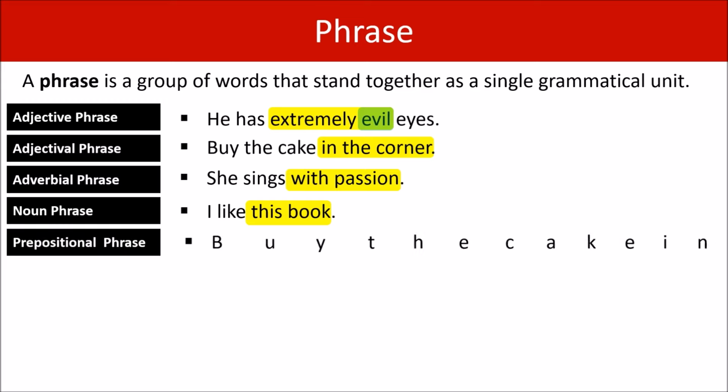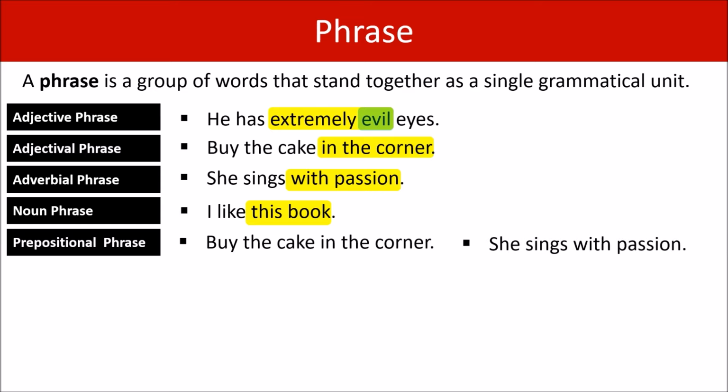Prepositional phrase. Buy the cake in the corner. Let's put up another one. She sings with passion. Well, we've seen both of these before. One was an adjectival phrase, the other was an adverbial phrase. But look, they both start with prepositions. So these are prepositional phrases. So the first one is a prepositional adjectival phrase, and the second is a prepositional adverbial phrase.